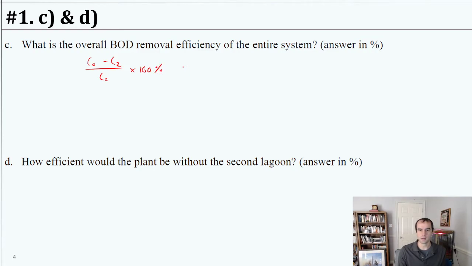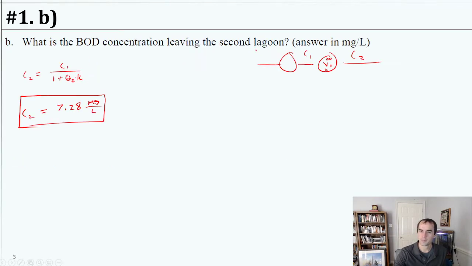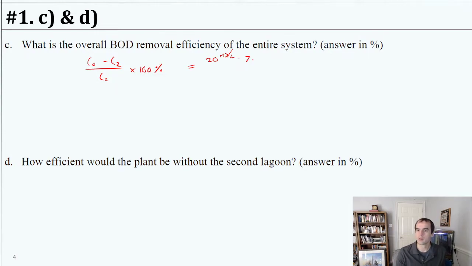And that'll be that. So that's going to be 20 milligrams per liter minus that 7.28 milligrams per liter, divided by 20. And that'll be essentially 71% removal. So we get a fair bit of removal, but certainly not everything in that case.